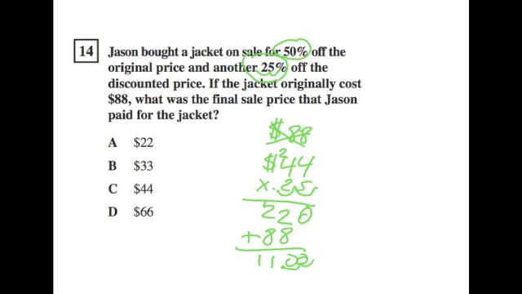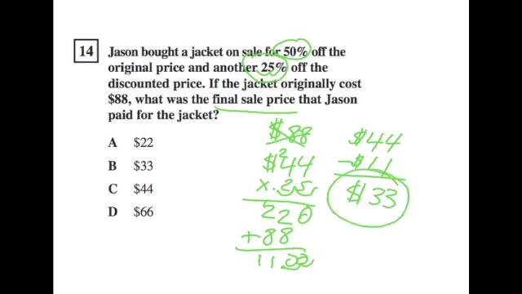Now, $11 is what got taken off of the 25%. It's asking for the final sale price of the jacket. So remember, it was $44 after we took away 50% off from 88, and now we took another $11 off, so I'm going to minus $11, and that is going to give me the total of the jacket, which is going to be $33. Very nice. My answer is B.